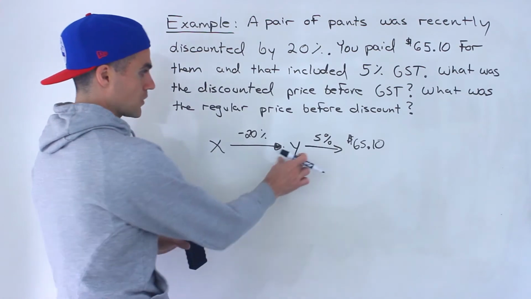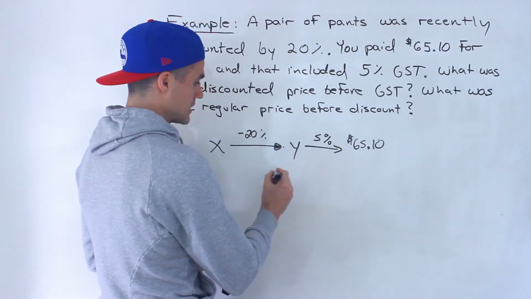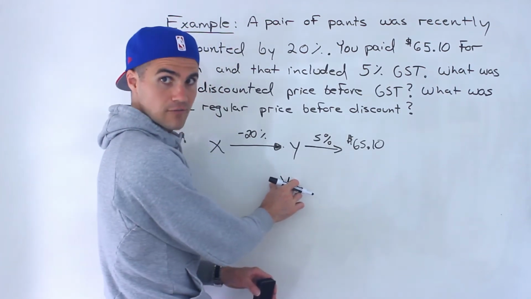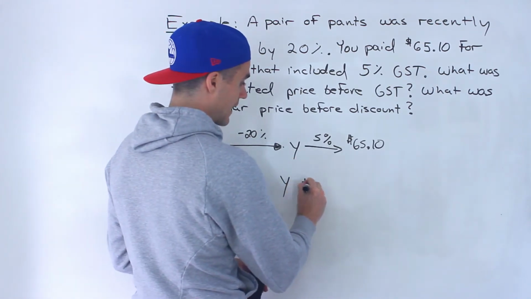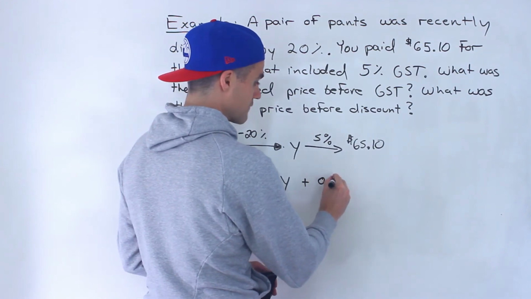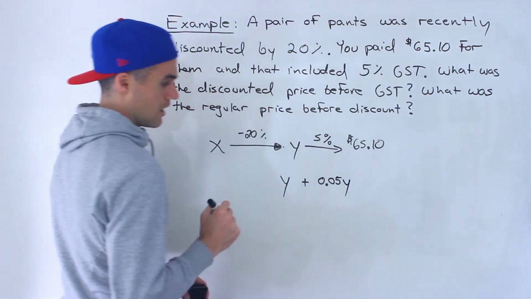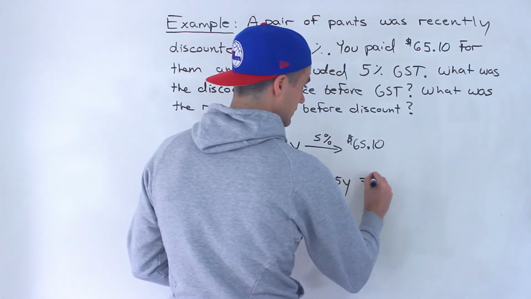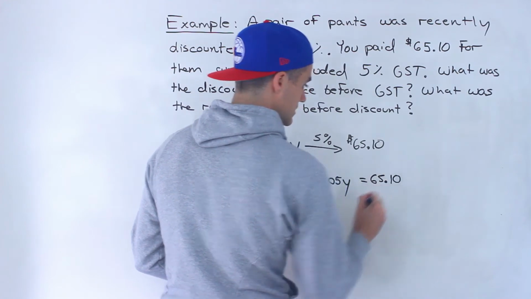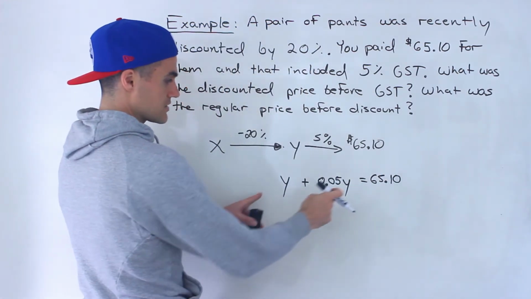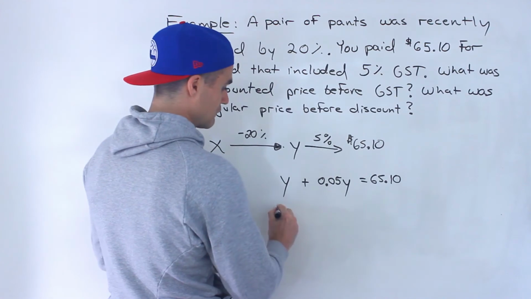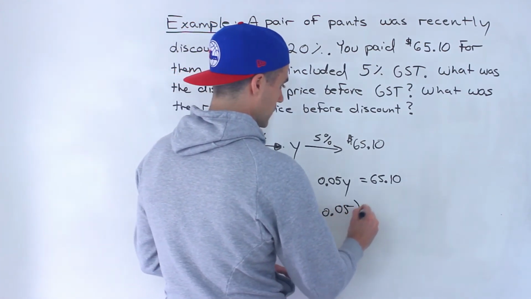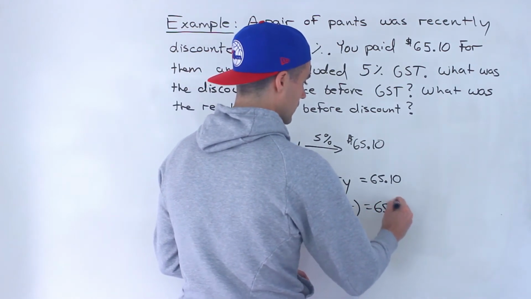Let's work with this Y first. You have this price you have to pay, Y, but you also have to add 5% of that price as GST. The total of these is going to be $65.10. To solve for Y, we can factor out a Y, and we end up with this.